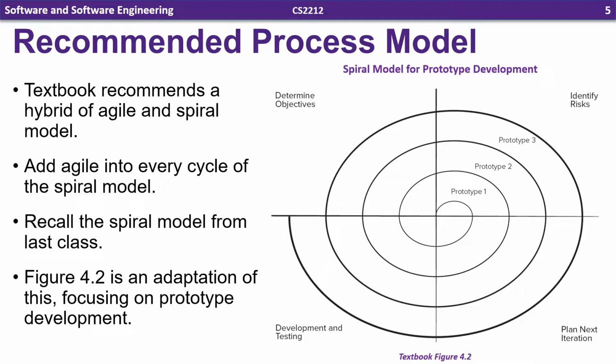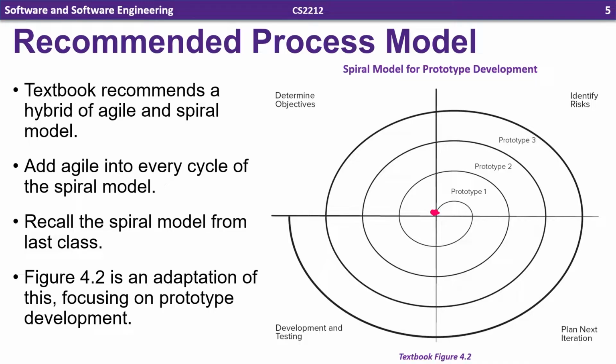So the recommended process model, like I said, is going to be a hybrid of the Agile and the spiral model. The idea is to add Agile into every cycle of the spiral model to break it away from that prescriptive side of things. What we see on screen right now is a version of the spiral model that's adapted for prototype development. Still not an Agile version, but it's one that's more focused on prototypes. And I'll just review how the spiral model works.